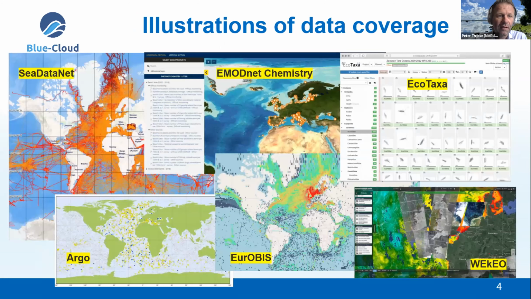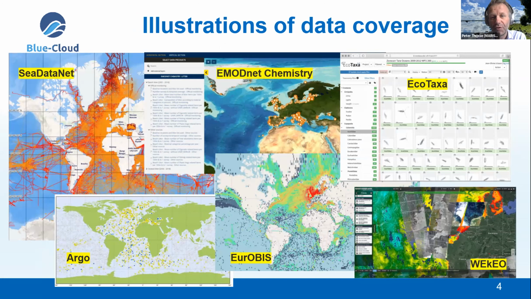Here you get an impression of the variety of data that we have in SeaDataNet. It's a huge collection, more than 2.5 million data points from more than 100 connected national data centers.